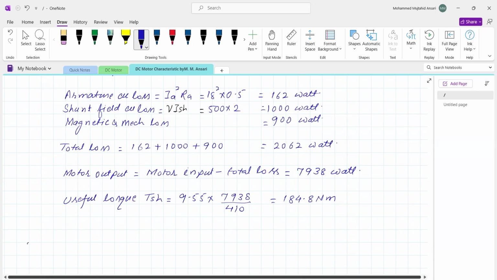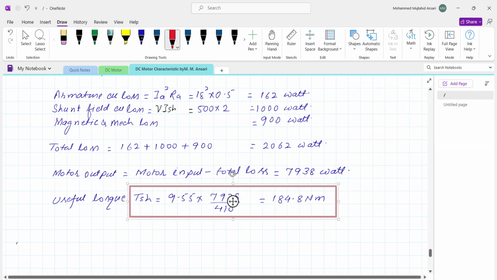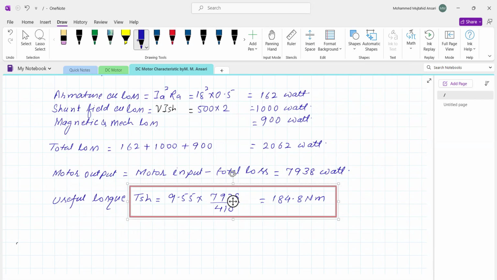So in this case, we can calculate now the efficiency. So this is the data we want to calculate. Now efficiency.